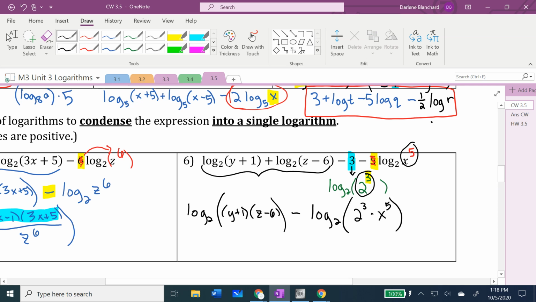So again, I distributed out, let me erase a little bit here to clarify. This negative sign I distributed out here so that now I'm dealing with this situation, but that 3 is log base 2 of 2 to the 3rd power. And I had already changed that other one, didn't I?